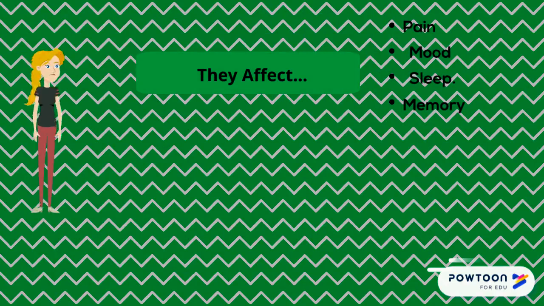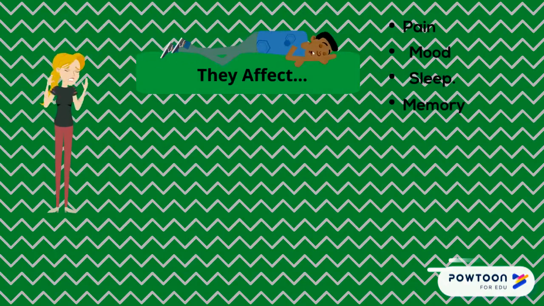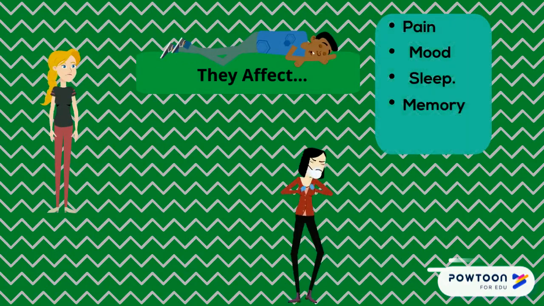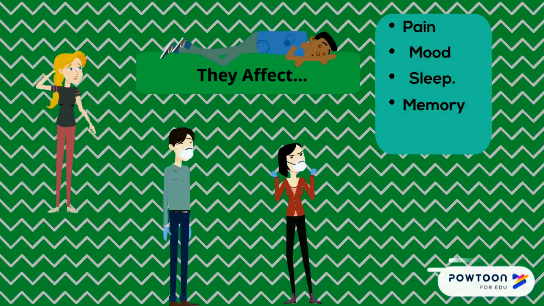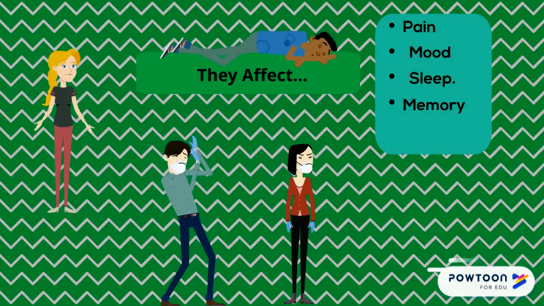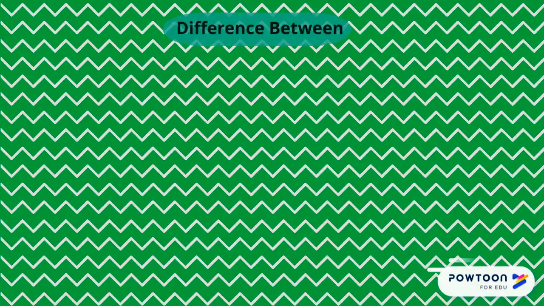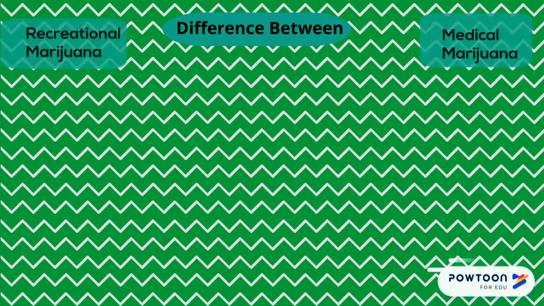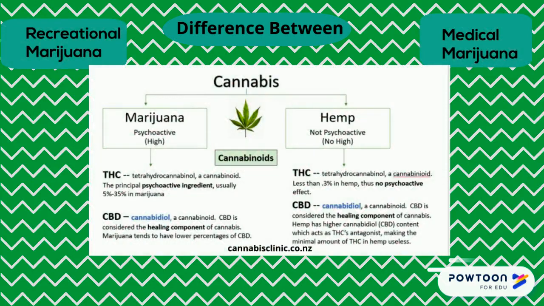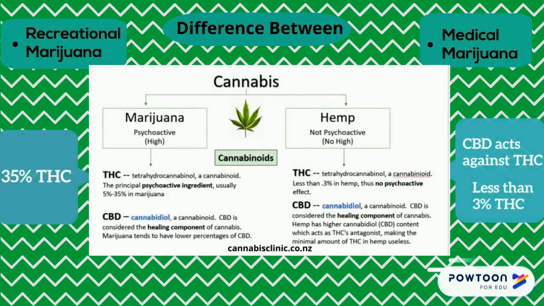Both CBD and THC work with receptors that release neurotransmitters in your brain that can affect things like pain, mood, sleep, and memory. The difference between recreational marijuana and medical marijuana is that one has a larger percentage of THC, exactly 35%, while medical marijuana has a higher CBD, which acts as an antagonist to THC.